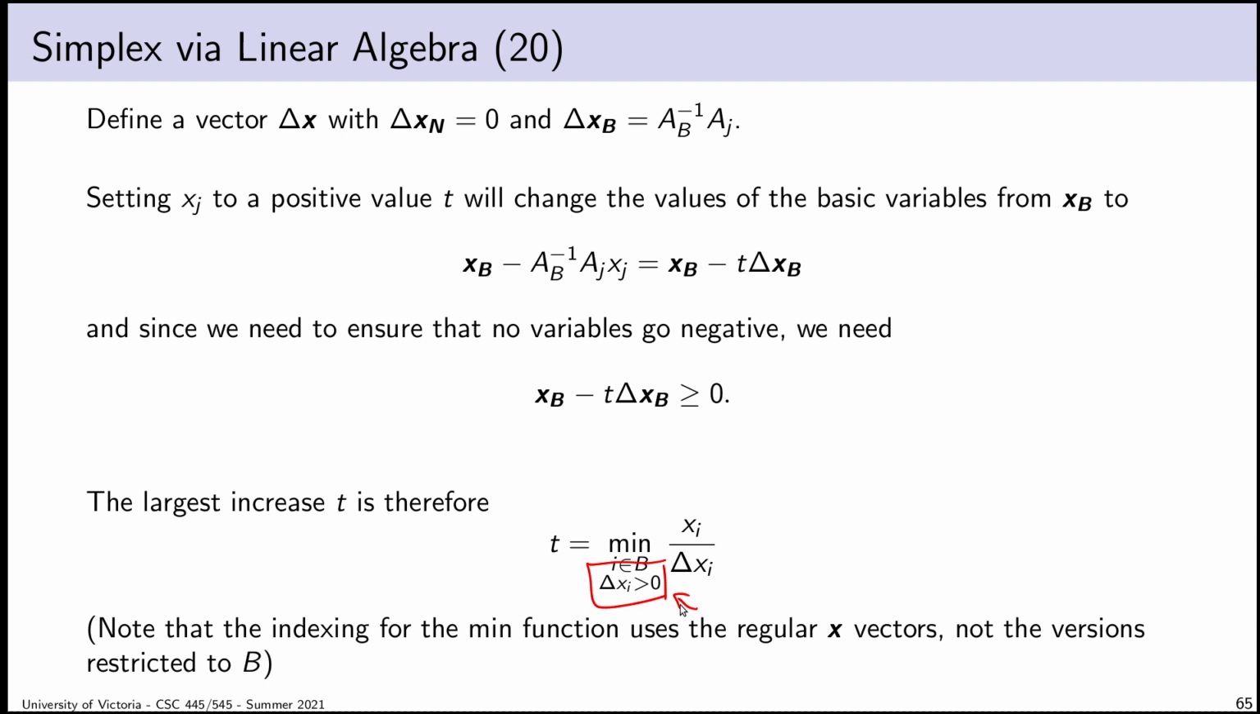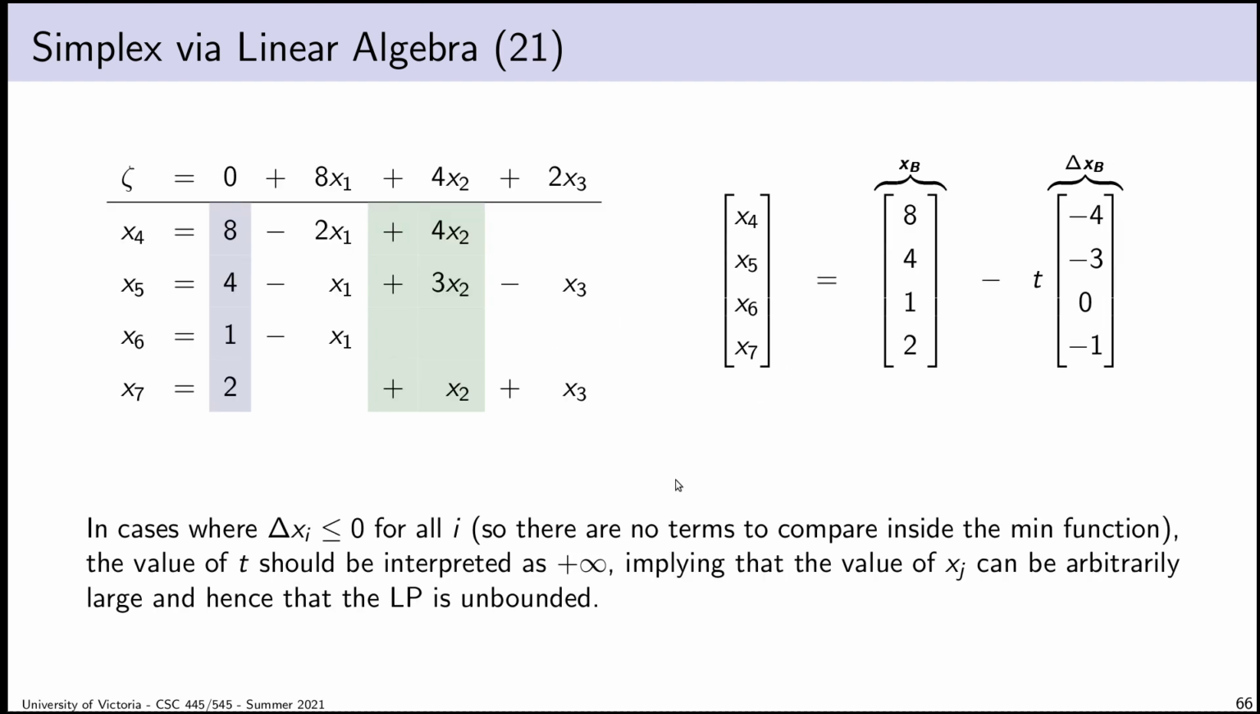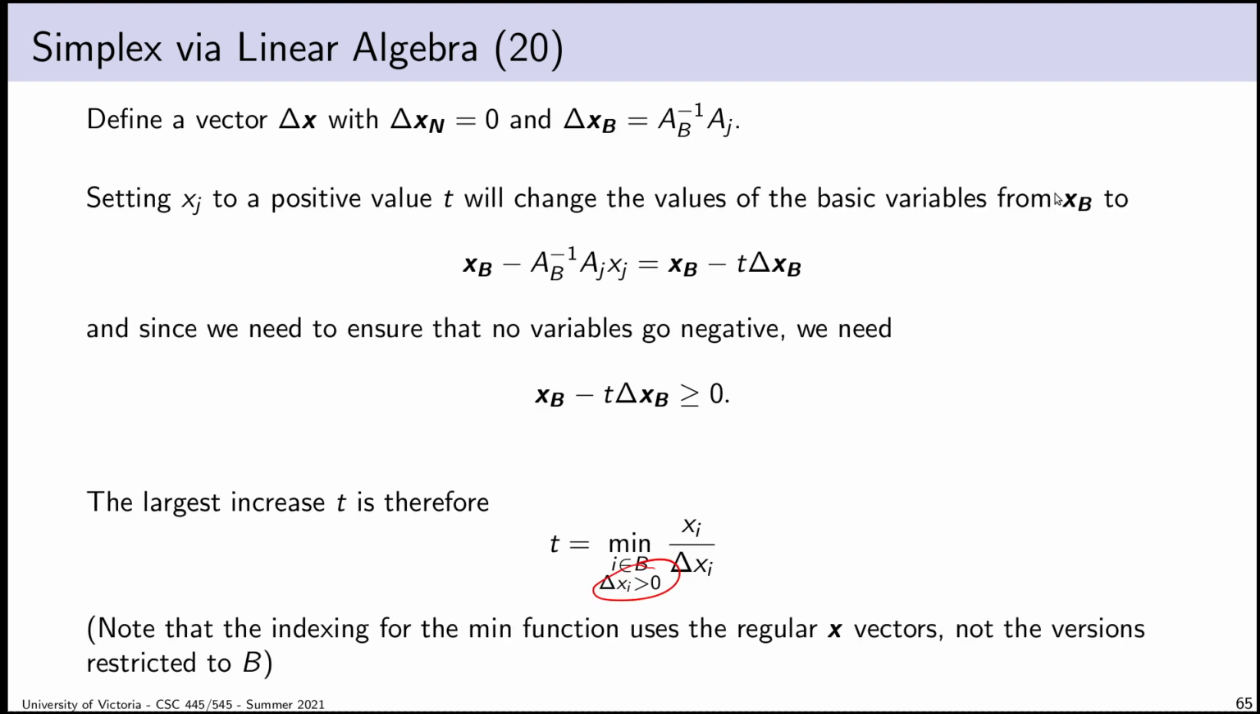This does raise a concern, because if I use a min function with restrictions, what happens if every single element of delta xi is less than or equal to 0? Then I'm taking the minimum of 0 things. That's a bit of a problem. What does the min function evaluate to if you give it no arguments? To avoid too much of a notational headache, I'm just going to handle that special case out of band. If you were to implement this, the way you would handle that situation is if you ever end up with a delta x where every single element is negative or 0, don't even bother computing t.